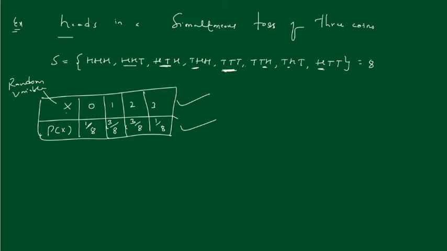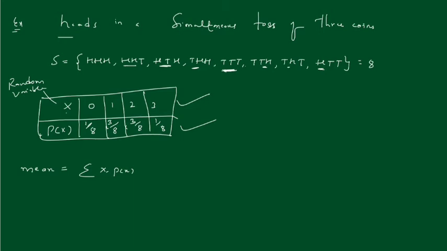Similarly, if you want to find the mean, variance and standard deviation of this given function, the statement that is heads in simultaneous toss of 3 coins, let's see for that. What is the formula for mean? The mean formula is summation x into p of x.